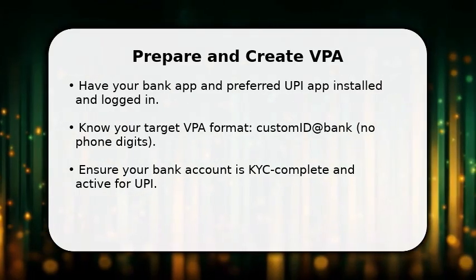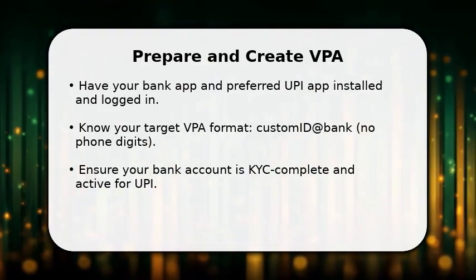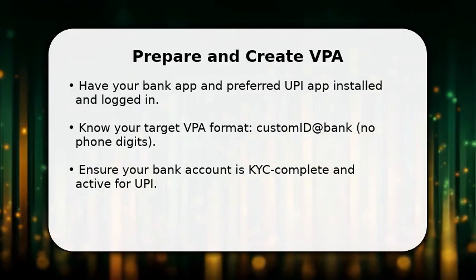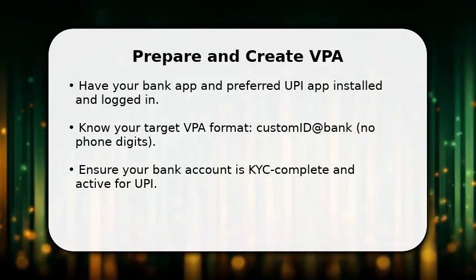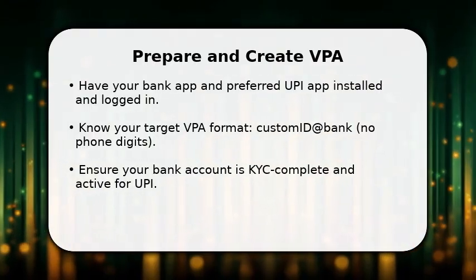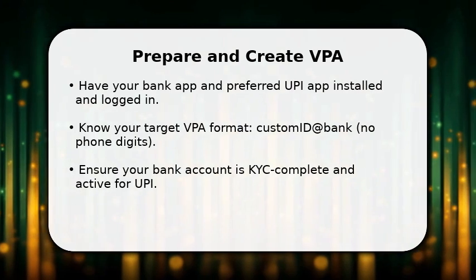Choose Create New or Add VPA and enter a custom ID that omits any phone digits. Make sure the suffix uses your bank's handle, for example, custom name at bank. This step removes the phone-based identifier and creates a neutral VPA linked to the same bank account.